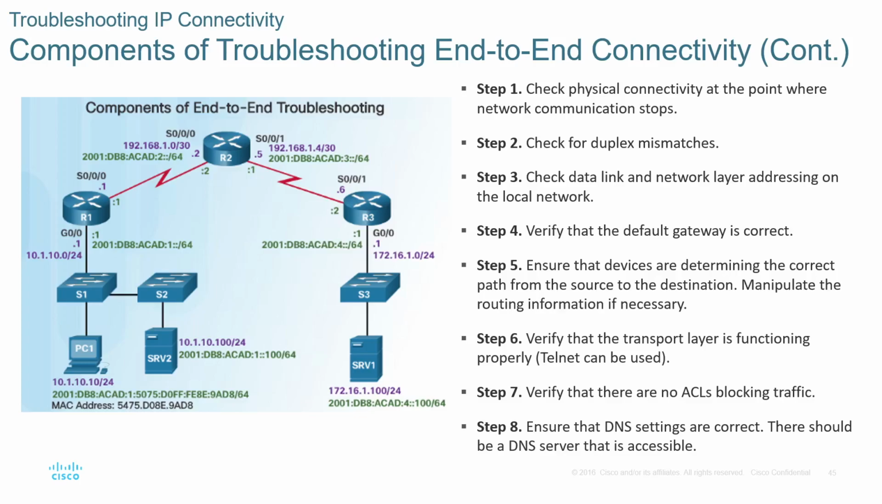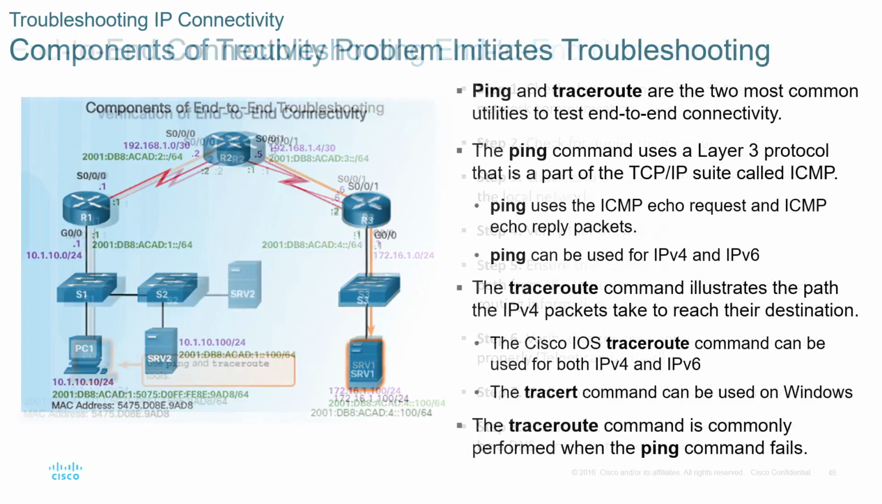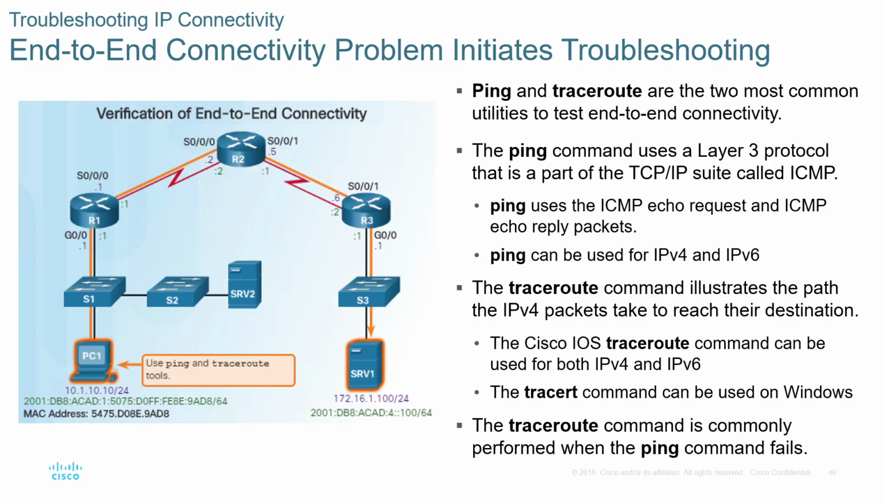We can then verify the transport layer using many different protocols. Telnet can be used, for example, to test that. Then we can verify the ACLs. If there's an ACL blocking the traffic, we need to remediate the issue. After that, we can ensure DNS settings are correct, because if the DNS settings are not correct, HTTP, HTTPS will basically not work, because we're not going to be able to resolve the domain names to IP addresses. After that, we can then proceed to execute the tests using the ping and the trace route.